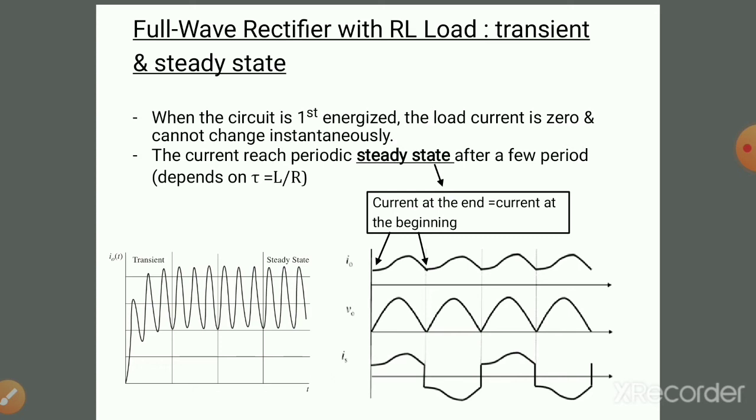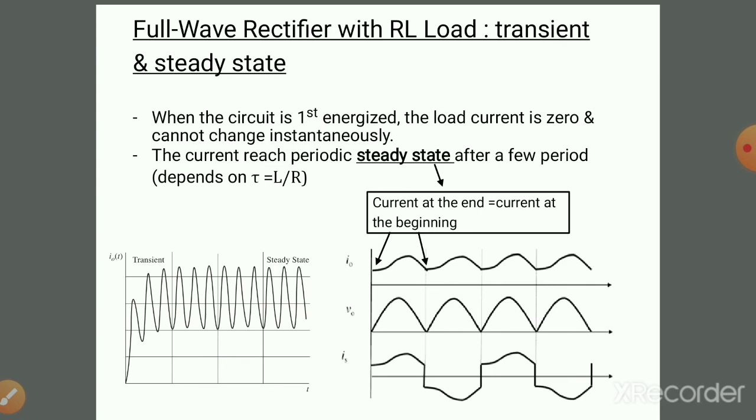So here, when the circuit is first energized, that means the current starts flowing, the load current is 0 and cannot change instantaneously. When the circuit is energized, meaning when the supply is given to the diode circuit, the load current is 0 and it cannot change instantaneously. Then the current reaches a periodic state after some duration of time.